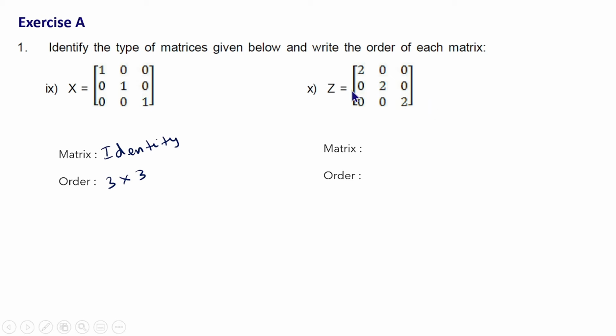Then we have Z is equal to 2, 0, 0, 0, 2, 0, 0, 0, 2. Here the diagonal elements are all the same and all the other elements are 0. So it is a scalar matrix. And the order is, it has got 3 rows and 3 columns.